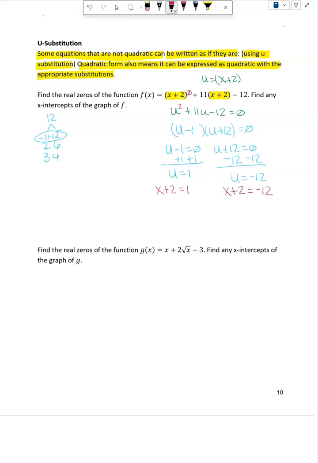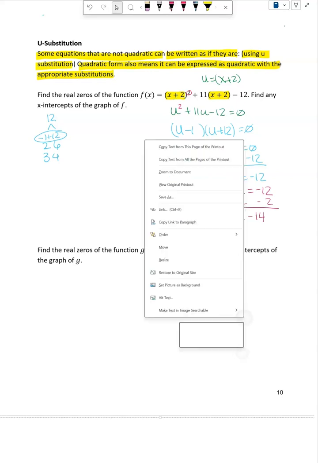Cool. Now we have to solve for x, because that's what it originally wanted, was the x-intercept. So let's go. Subtract 2 from both sides. X equals negative 1. Subtract 2 from both sides. X equals negative 14. So that would be your x-intercepts for the graph.